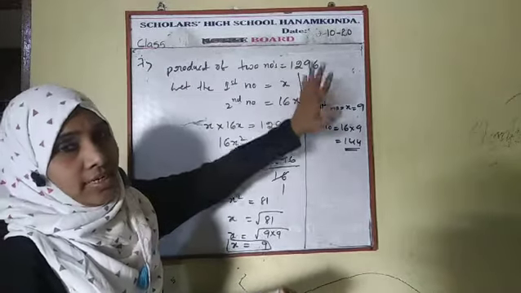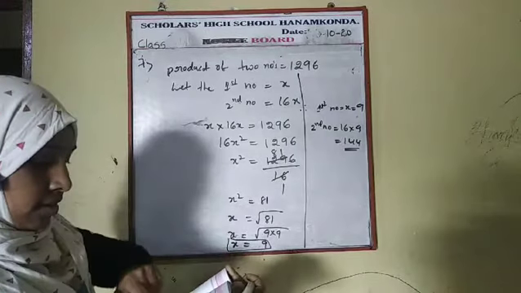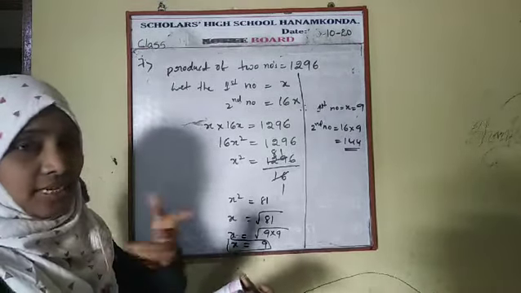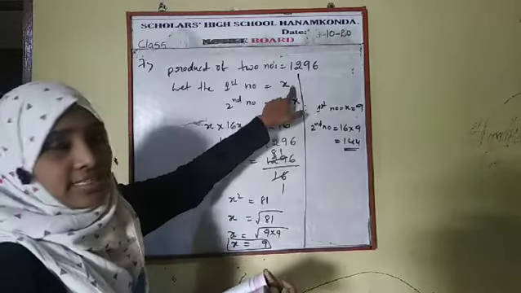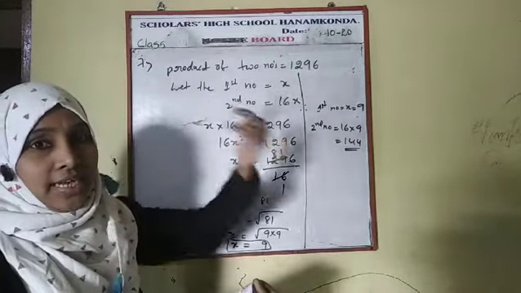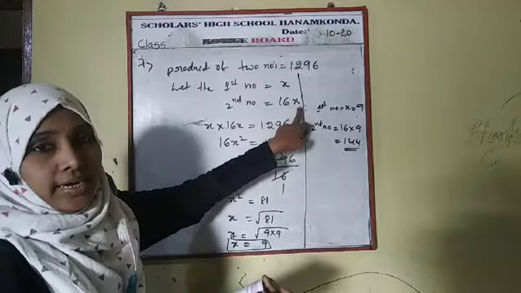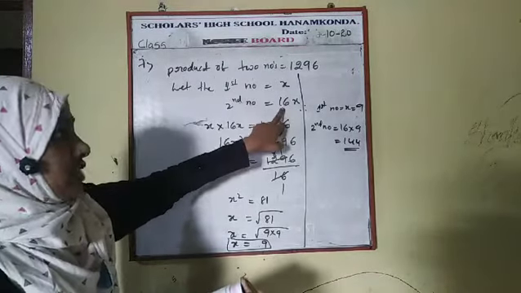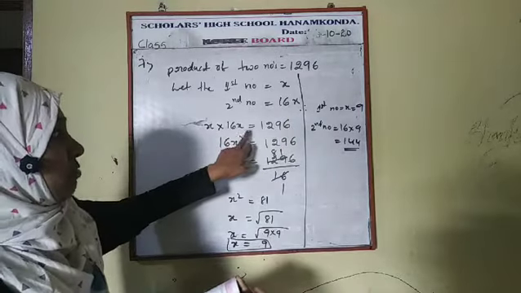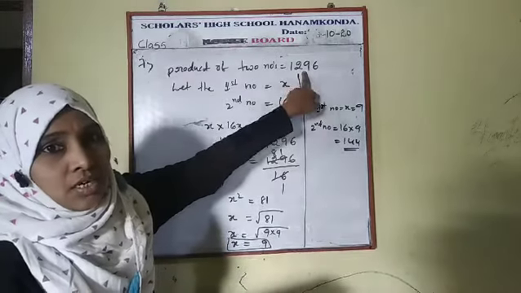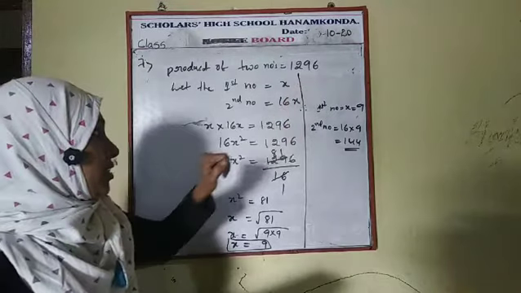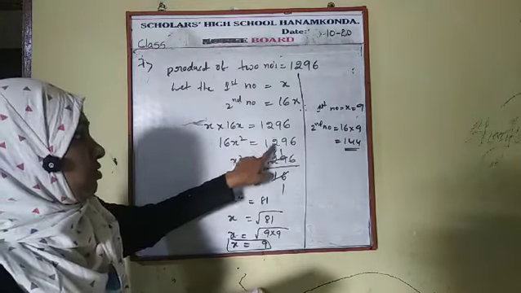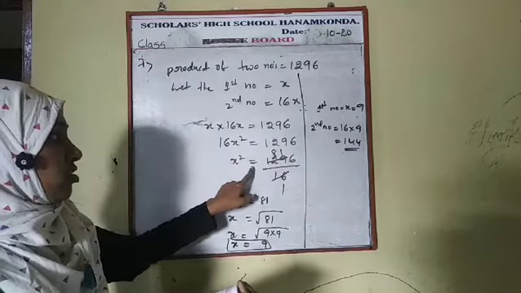See beta, product of two numbers is how much given? That is 1296 given. What is given here? If one of the numbers is 16 times the other. So the first number is x. Then second number is 16 times, so 16 into x. Now the product of two numbers: first number into second number is equal to the product, that is 1296. Now x into 16x, 16x square is equal to 1296.